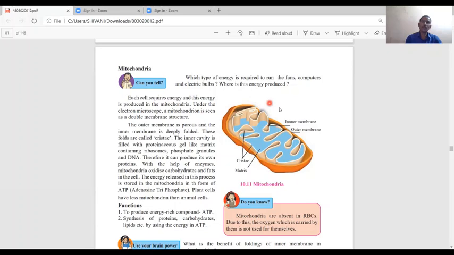We see the figure of the mitochondria. Inner membrane, outer membrane, cristae, as well as matrix are the important parts in the mitochondria. Each cell requires energy to complete various functions, and this energy is produced in the mitochondria. So, the mitochondria is also known as the powerhouse of the cell.